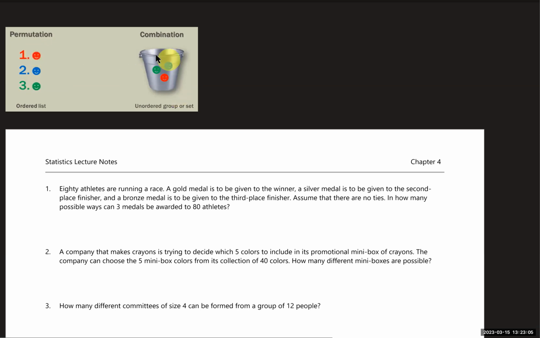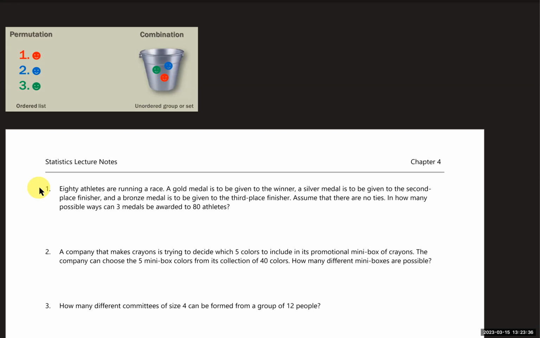All right, combinations, on the other hand, there is no positioning. You can just think of it as a collection, so a group or a set. So let's take a look at some examples. So number one, 80 athletes are running a race. A gold medal is to be given to the winner, a silver medal to the second place finisher, and a bronze medal to the third place finisher. Assume there are no ties. In how many possible ways can 3 medals be awarded to 80 athletes?